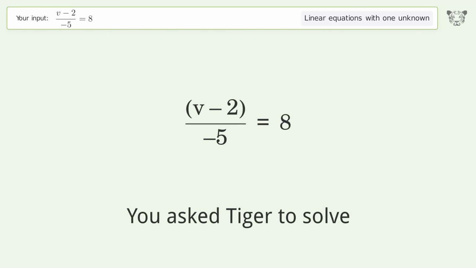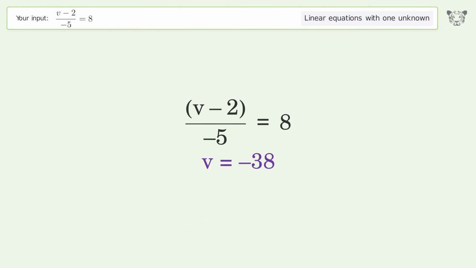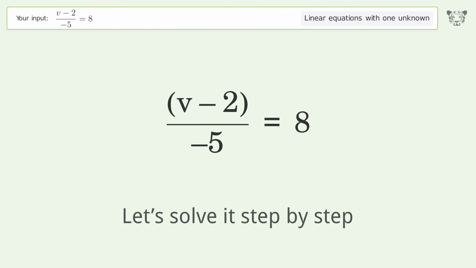You ask Tiger to solve. This deals with linear equations with one unknown. The final result is v equals -38. Let's solve it step by step.